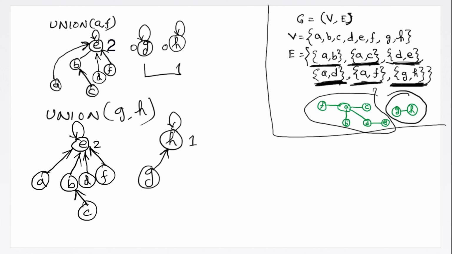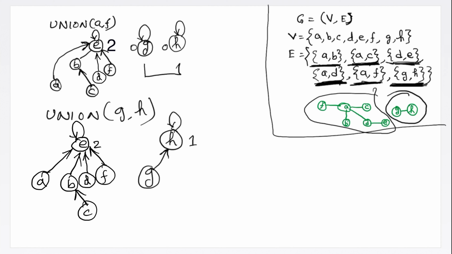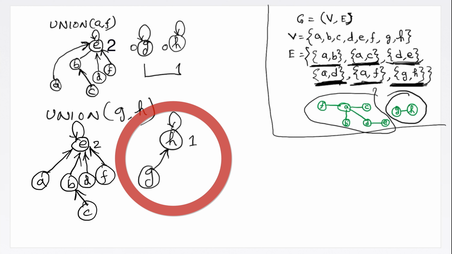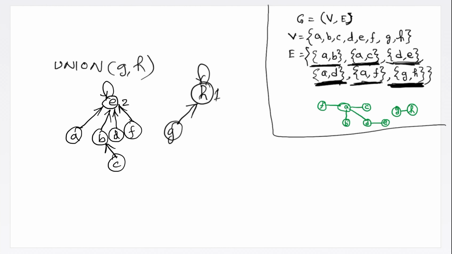That is, after the construction of this particular graph using disjoint-set forest, we will have these two trees. In the first tree, we have A, B, C, D, E, and F, which is basically all these elements in this particular component. In the second tree, we have G and H, which is particularly this component. These are the two final trees we have.